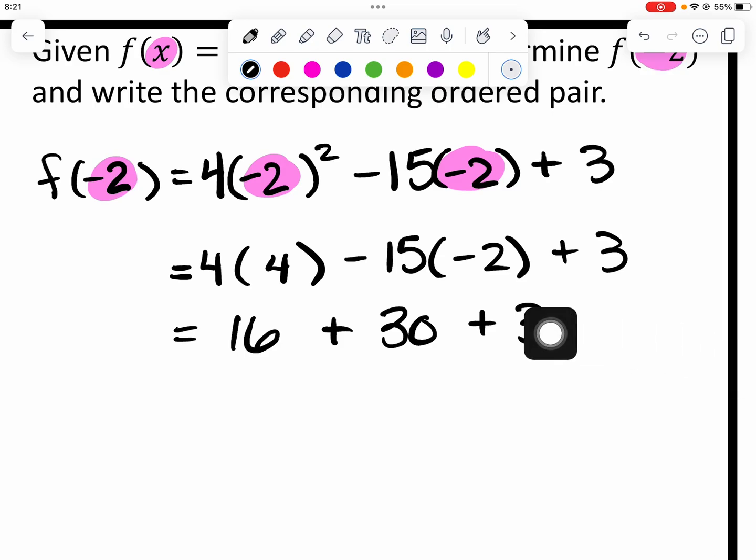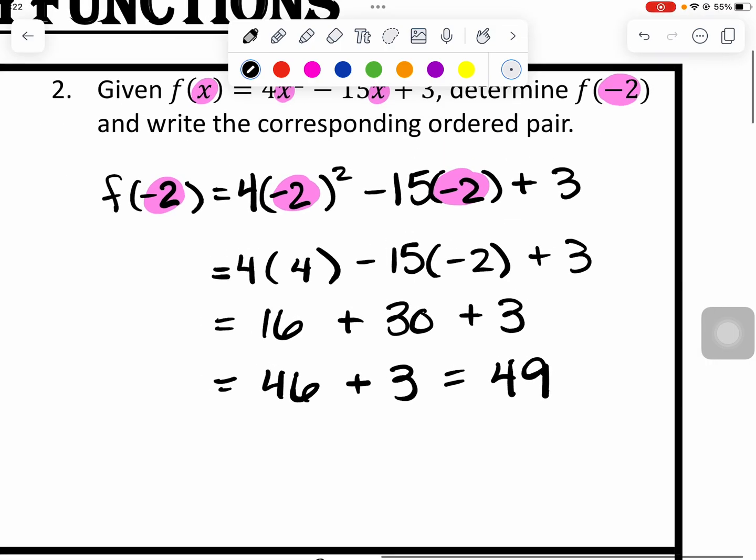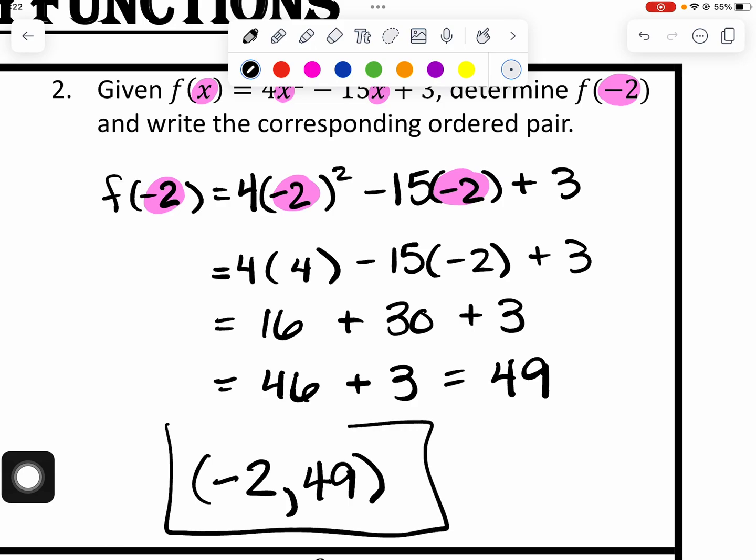And then when I add from left to right, 16 plus 30 is 46. We'll add that 3 to come up with our final value of 49. But again, let's not forget to write the corresponding ordered pair, which would be negative 2, comma, 49. Remember, the input is the x value, negative 2, and the output, 49, is the y value.